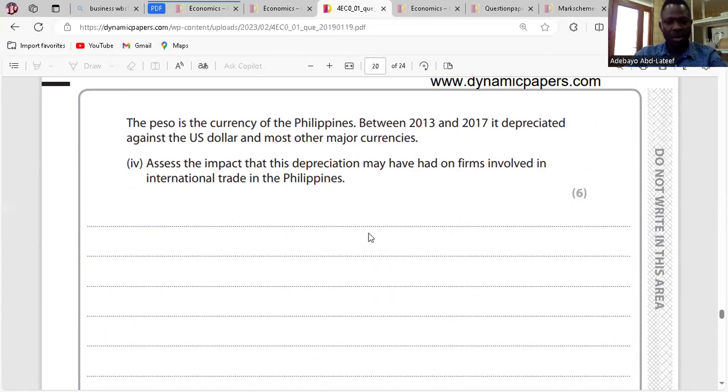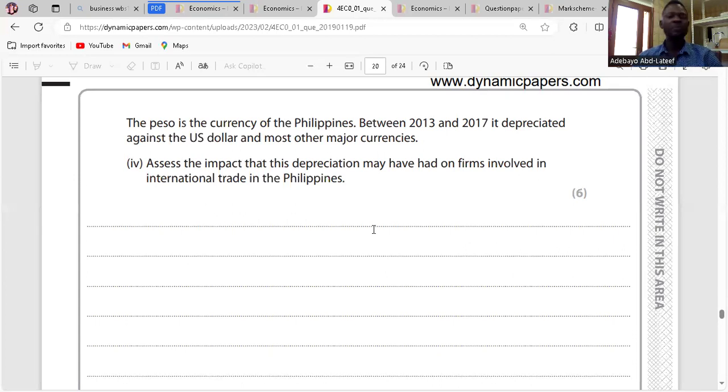Question 4. It said, assess the impact. The peso is the currency of the Philippines. Between 2013 and 2017, it depreciated against the US dollar and most other major currencies. Assess the impact that this depreciation may have had on firms involved in international trade in the Philippines.